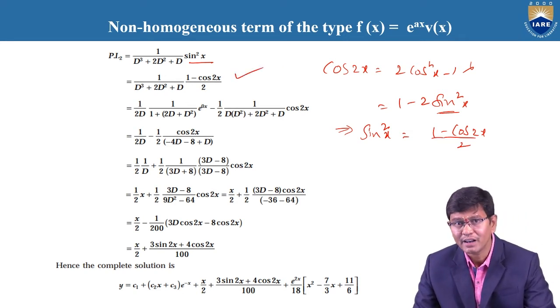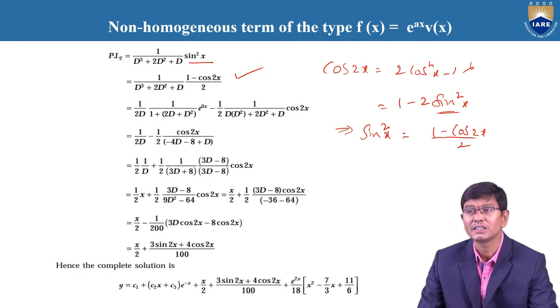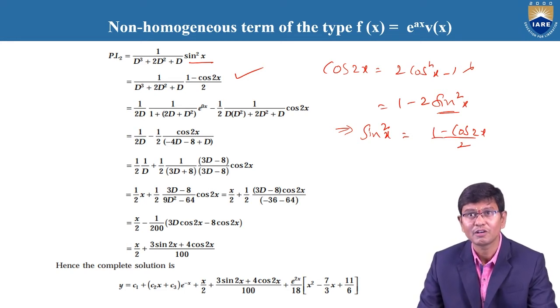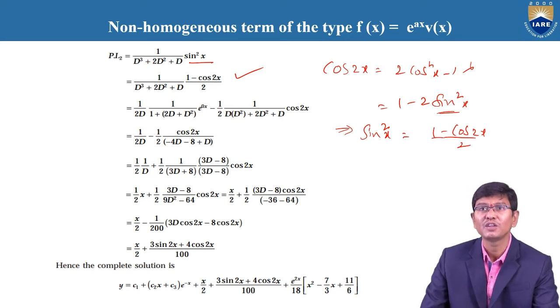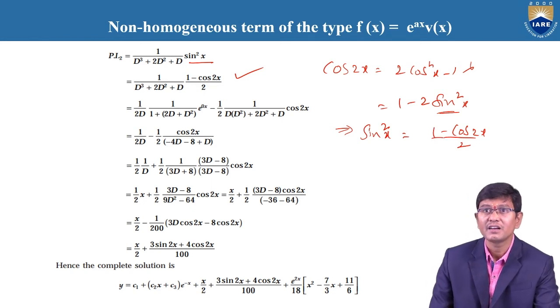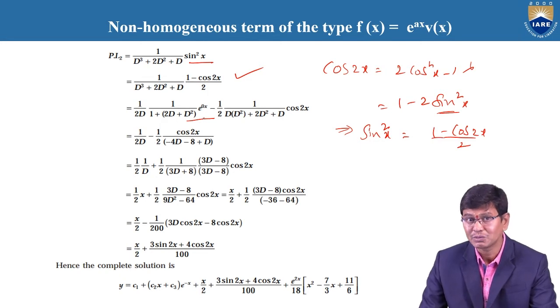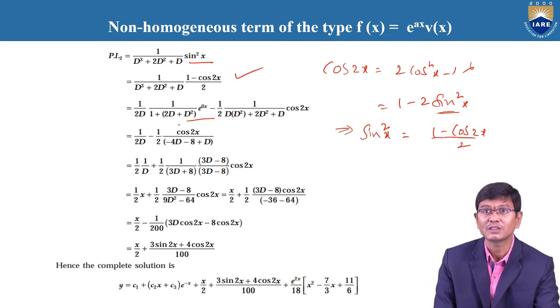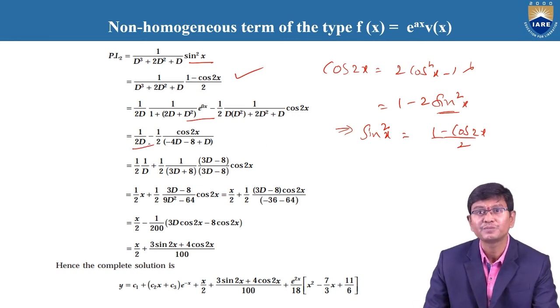And once again, here we need to divide it into two parts. One is 1 and the second one is cos 2x. Therefore, one part is 1 by 2D into 1 by (1 plus 2D plus D square) into e power 0x, minus 1 by 2 into 1 by D into (D square plus 2D square plus D) into cos 2x. And here the first part, e power 0x, according to the type 1 case, we need to replace D with a, and a is equal to 0 only. Therefore, the entire value of the first part will be 1 by 2D only.